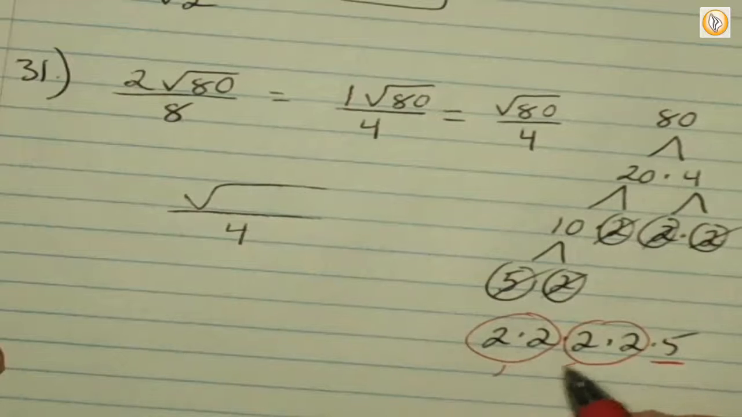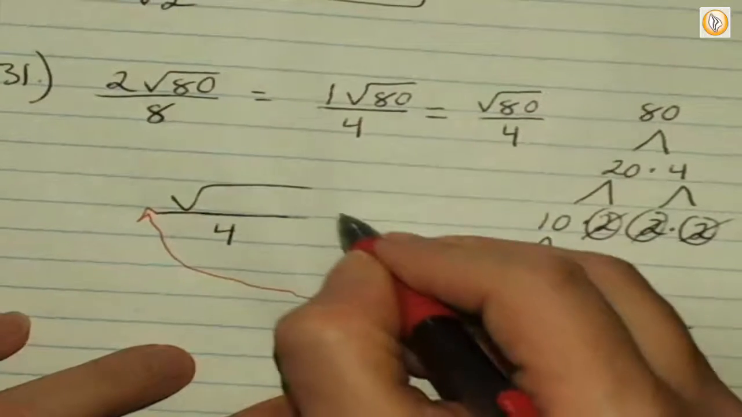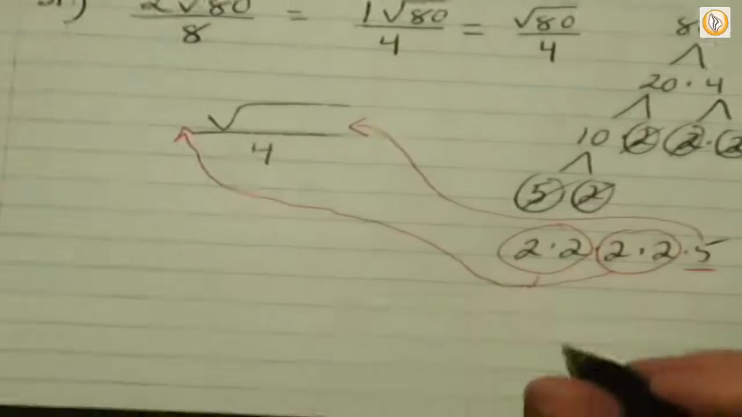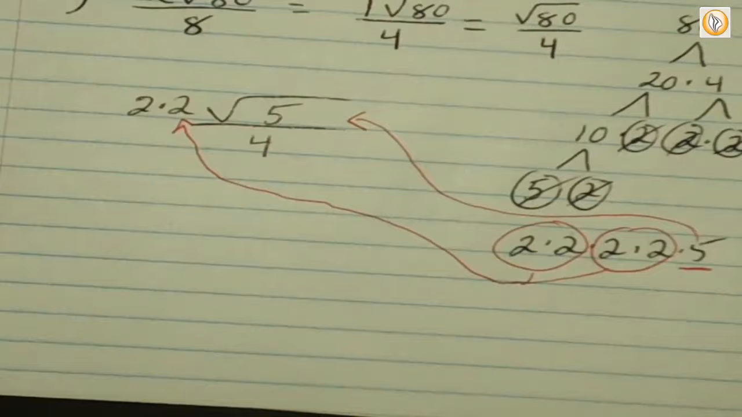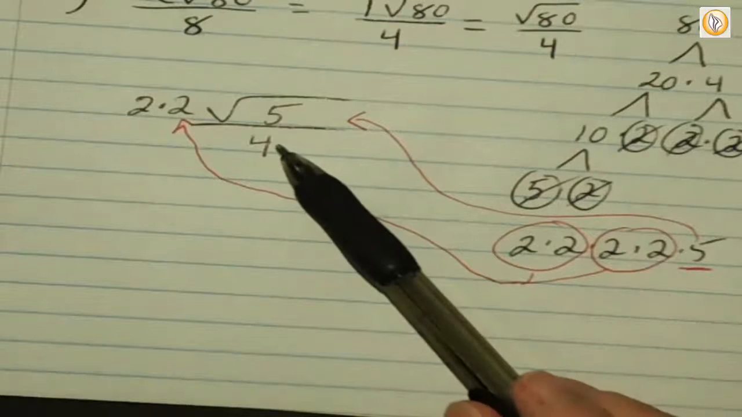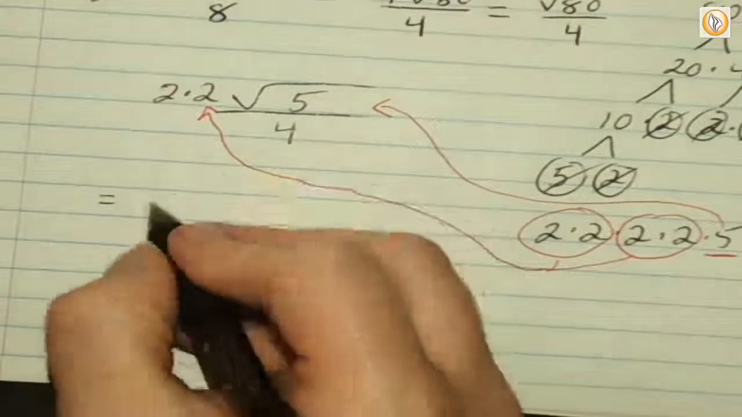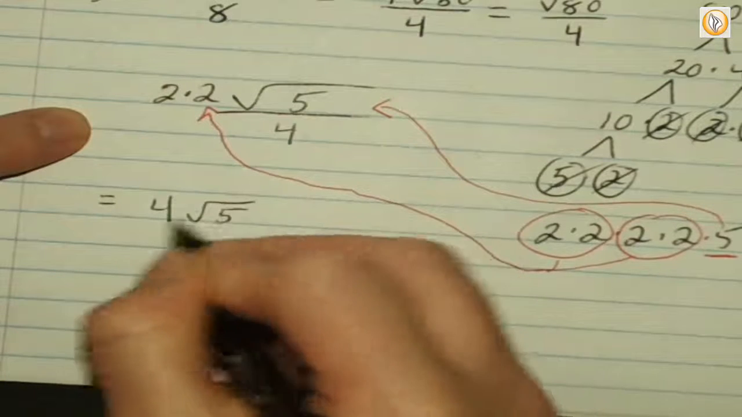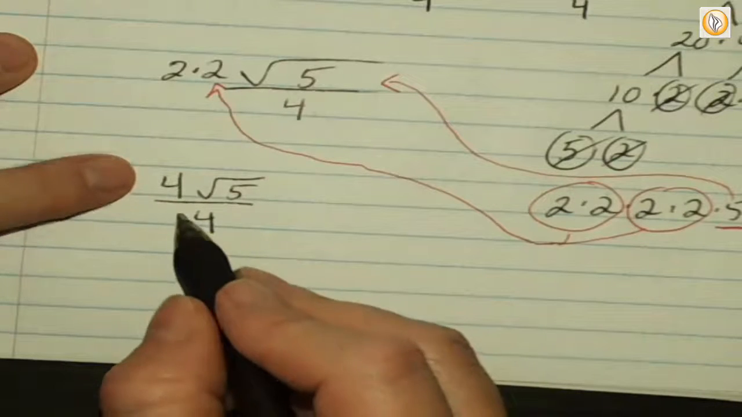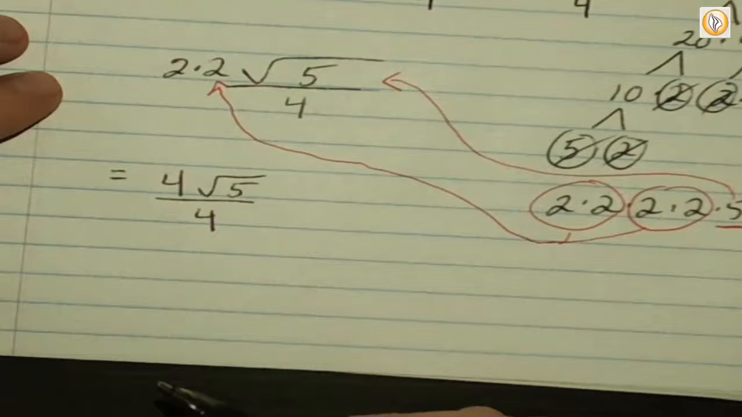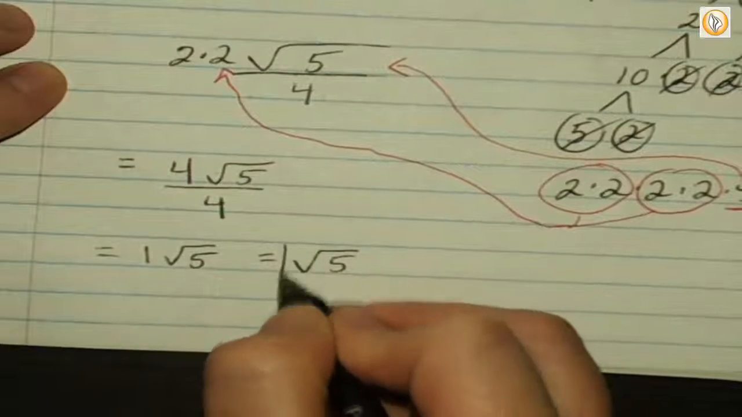My two pairs go where? On the outside. And then my leftover goes on the inside. So I'm left with 2 times 2 on the outside and 5 on the inside. Does everyone see that so far? And I carried over the 4. It's still down here. Cecilia, do you see that? So then what's 2 times 2? 4 times square root of 5 over 4. And Cecilia, can I simplify these two 4s? 4 divided by 4 is what? 1. So that's basically 1 times square root of 5, which is just square root of 5.